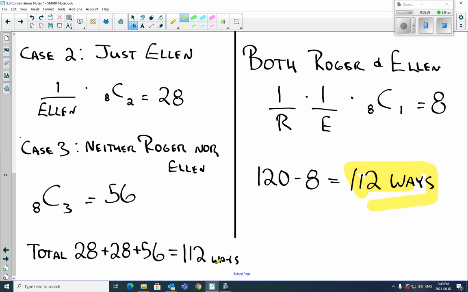So this type of question, you can approach it 2 ways. You could do your individual case studies and add them all together, or think of it as if there's no restrictions and then subtract it out of that. It's just another way to think about it.